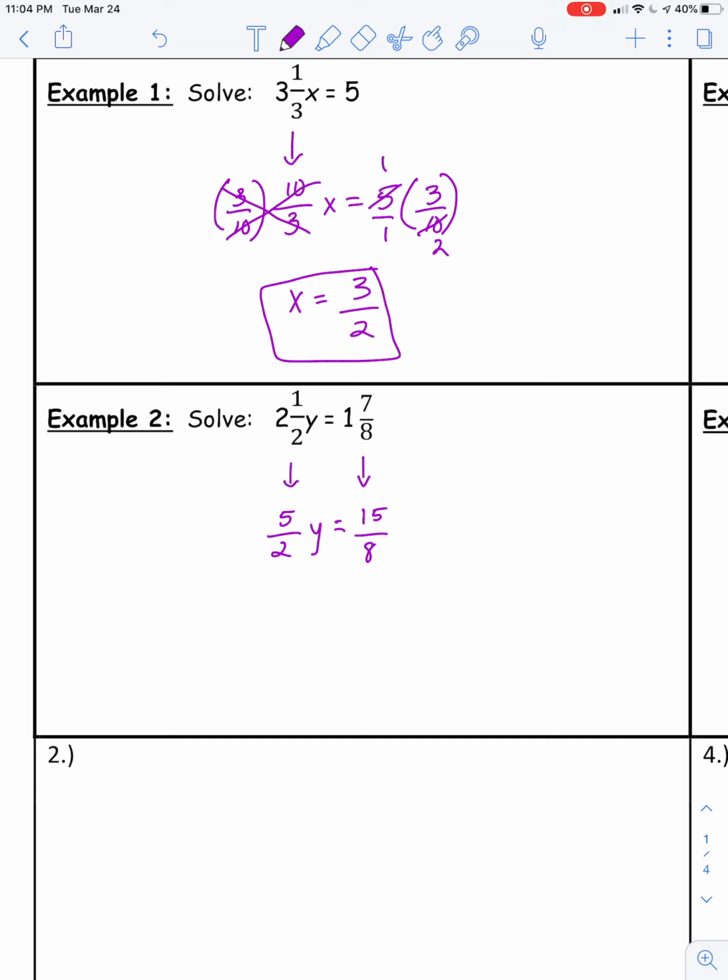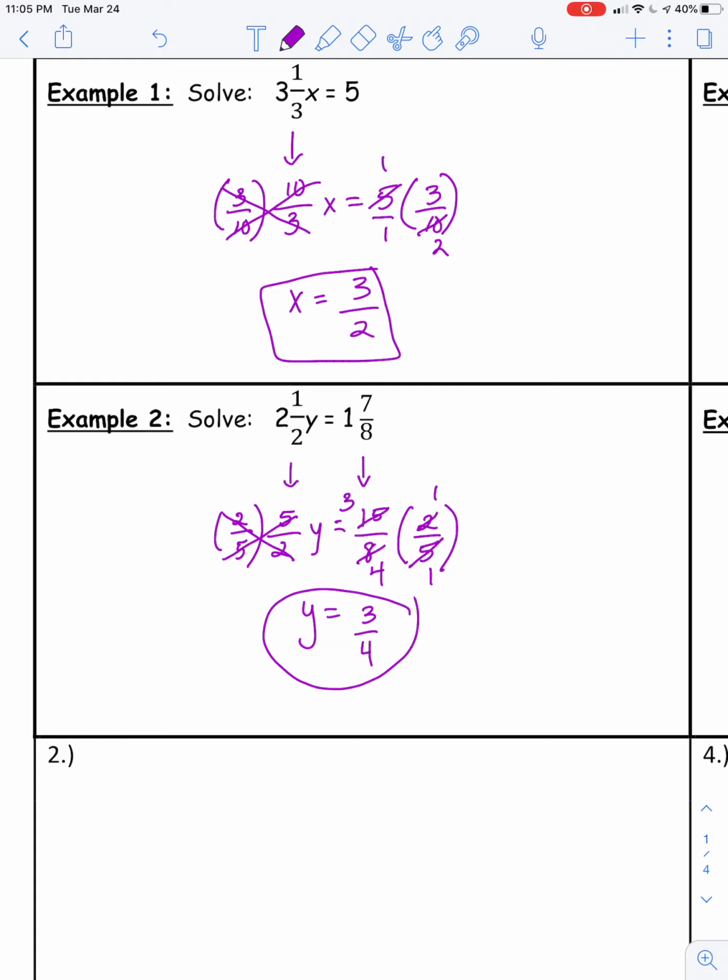It's a little more comfortable looking now. We're going to do the same thing. We're going to isolate our variable, which is y, by multiplying by the reciprocal of 5/2 on both sides of our equation. These cancel. I just have my y left on the left-hand side. And I can do some cross-canceling here, so I'm going to go ahead and work that out here. Okay, and then I would have, as my answer, 3/4.